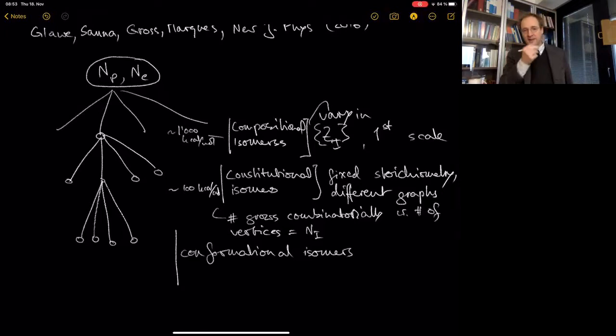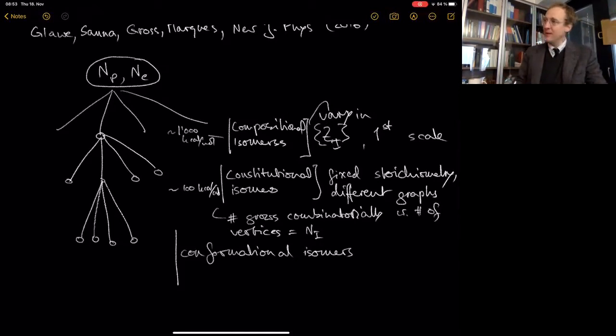And these are immensely important. Just think about the tertiary structure of peptides and proteins. So this is how they differ. Typically, these peptides are the same constitutional isomers, but they function or they don't function depending on their conformation.